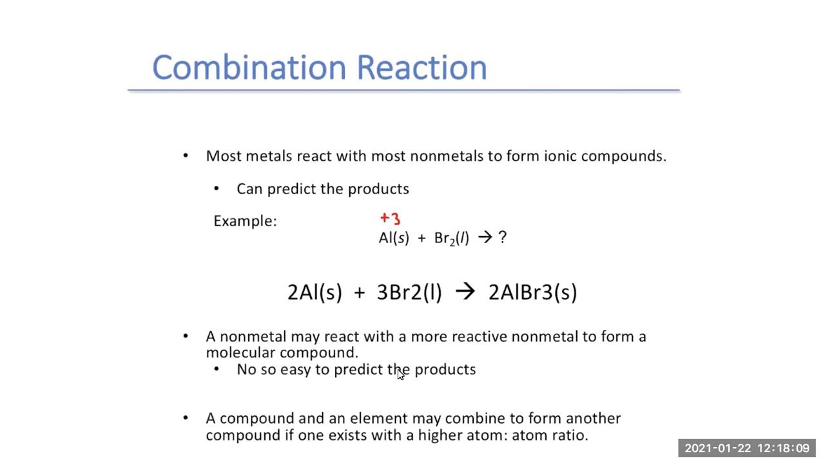However, if it's 2 nonmetals reacting, then it's not so easy to predict the product. 2 nonmetals that react can start to form different combinations, as we learned from the nomenclature when we were naming our binary compounds. There's all sorts of combinations you can get. So in that case, two nonmetals, we can't really predict the product.